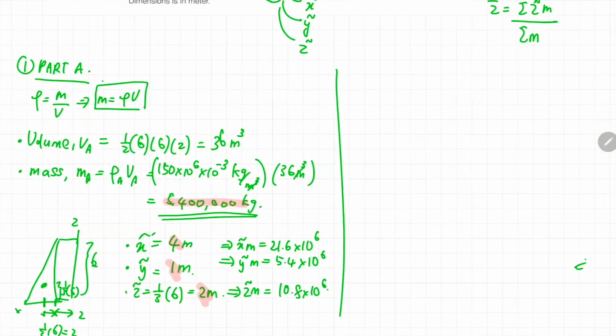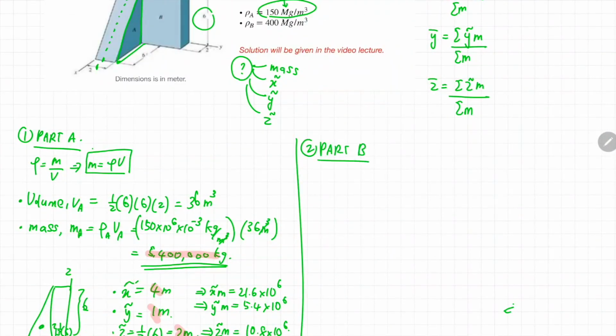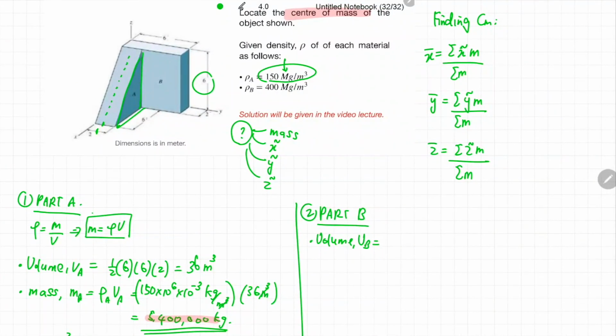Okay, now that's done, let's solve for part B. So in part B, we have to look for the volume of part B or block B. So the volume is the cross-sectional area multiplied by the height. So 6 multiplied with 6 multiplied with the height of 2. So you will get the volume of part B to be 72 meter cube.